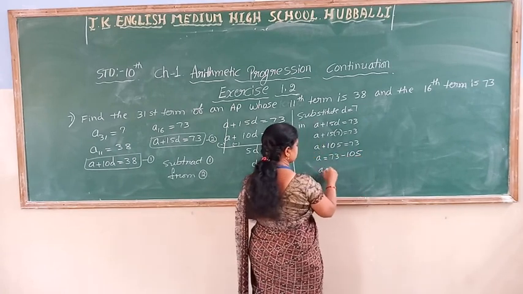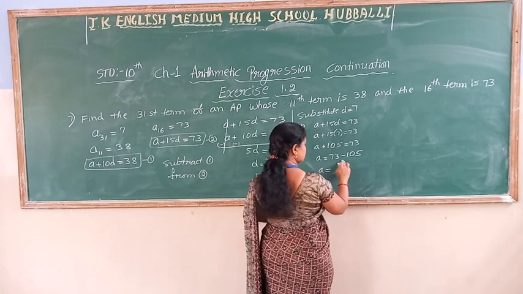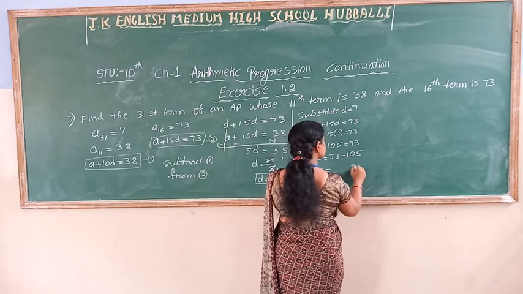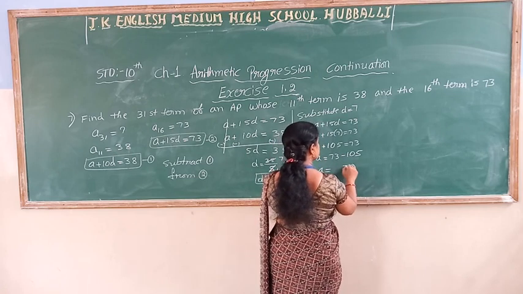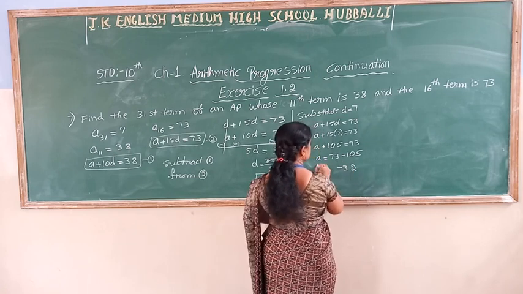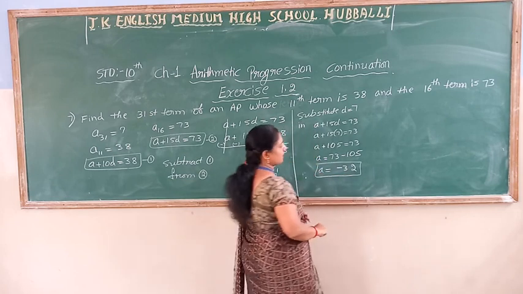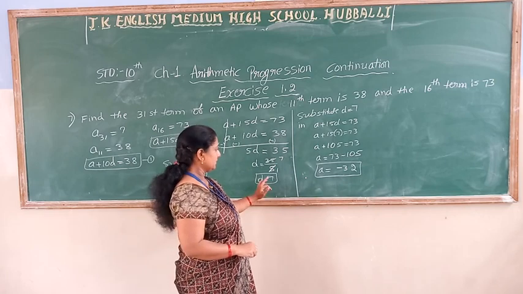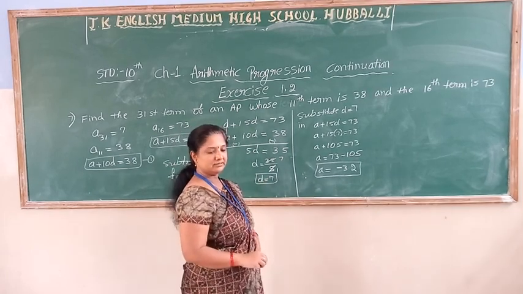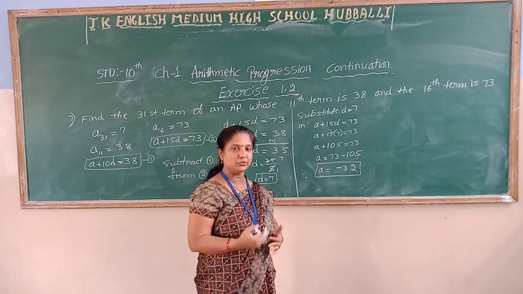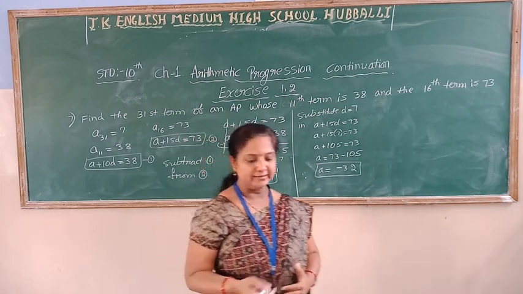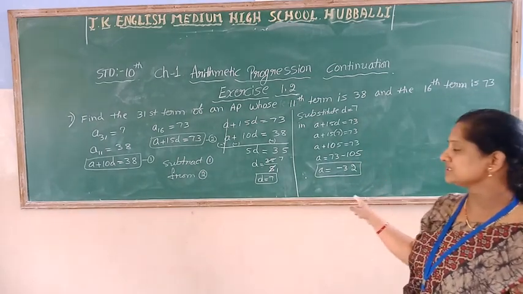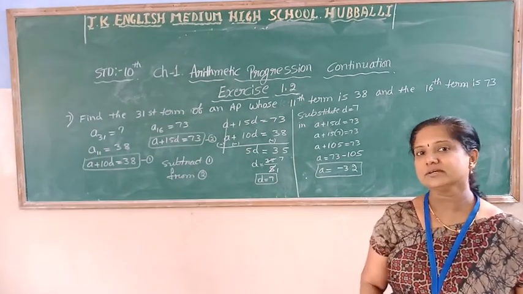So then A is equal to 73 minus 105. Subtract now. 10 minus 7 is 3 and 5 minus 3 is 2. The negative number is the bigger number, so the sign is negative. A value I got is minus 32 and D value I got is 7. Okay children, you understood now? We have to find two variables, A value and D value. A value I got is minus 32 and D value I got is 7.